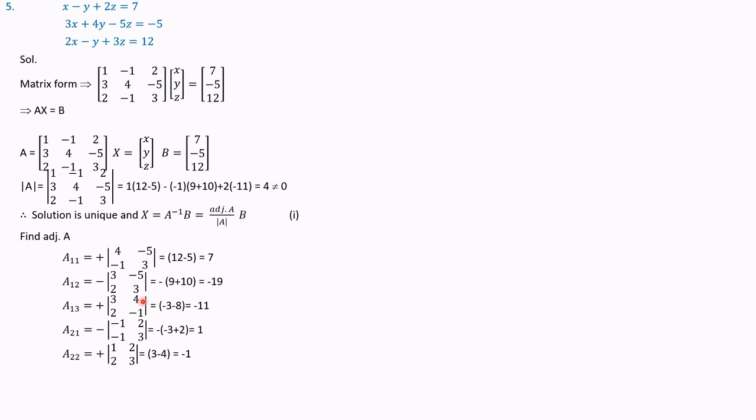So A22 will be, if this is minus, this becomes plus. So it is plus 1, 2. If you cancel this and this, you get 1, 2, 2, 3. So 3 minus 4 is minus 1. Therefore, next is A23. Second row, third column. So you get 1 minus 1, 2 minus 1. So it is equal to minus of minus 1 plus 2 minus 1.